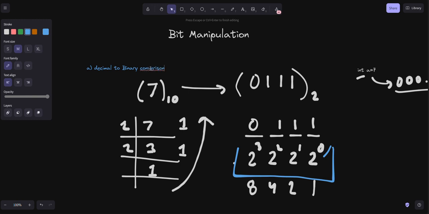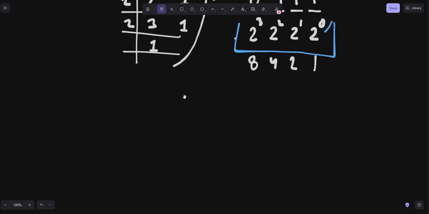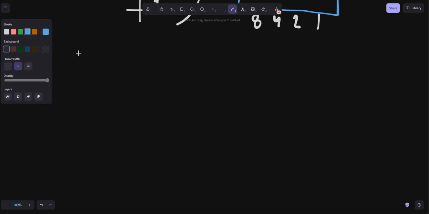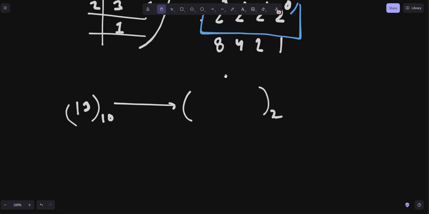I guess it's quite easy if you do the vice versa as well. So let's take one more example here. Let's say you want to convert 13 base 10, which denotes that it is a decimal number. You have to convert it to a binary number. So how will you do that? Easy. You can just use 8 4 2 1.